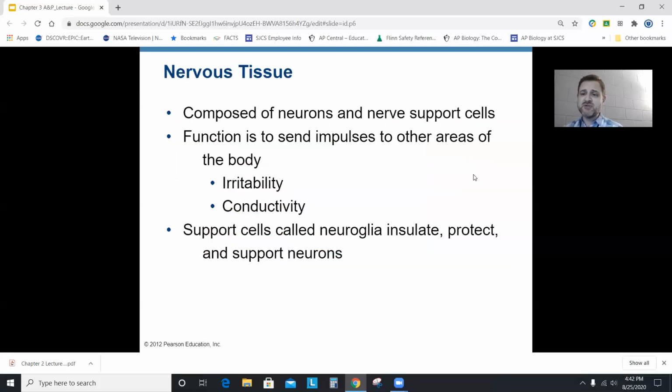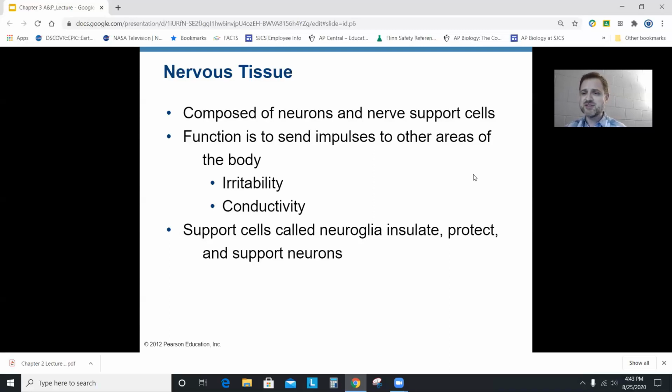So nervous tissue, there's a whole chapter on the nervous system later. We're just going to briefly mention this one because we're going to come back to it big time later. They're composed of cells called neurons and cells that support neurons and help keep them alive. The function here is irritability and conductivity. So they're able to detect signals. That's what irritability means. And they're able to send signals. That's what conductivity means. The support cells are things called neuroglia.